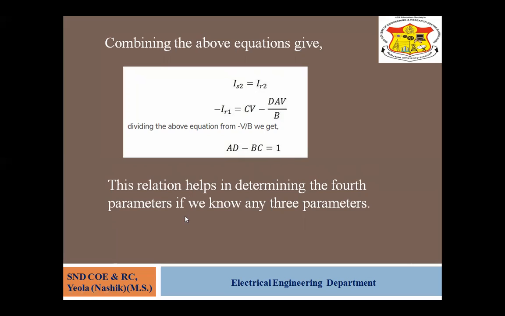This relation helps in determining the fourth parameter if we know any three parameters. So AD minus BC equal to 1. If we know three parameters, we can calculate the fourth parameter.